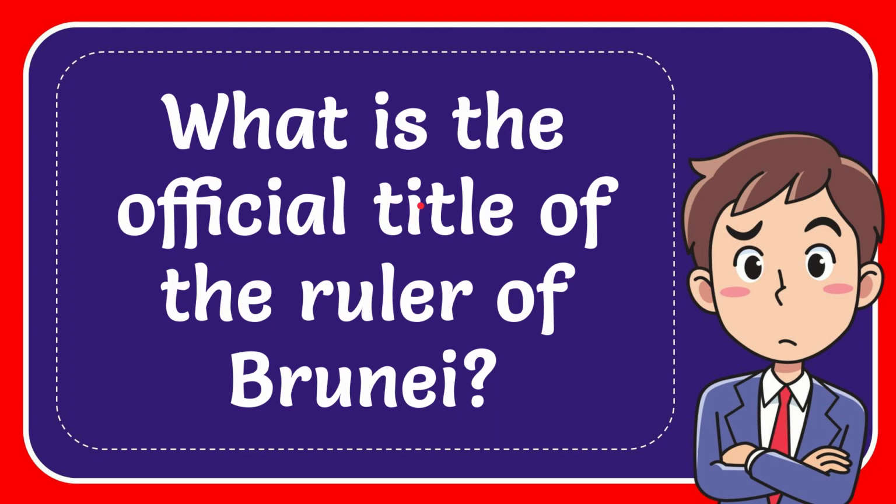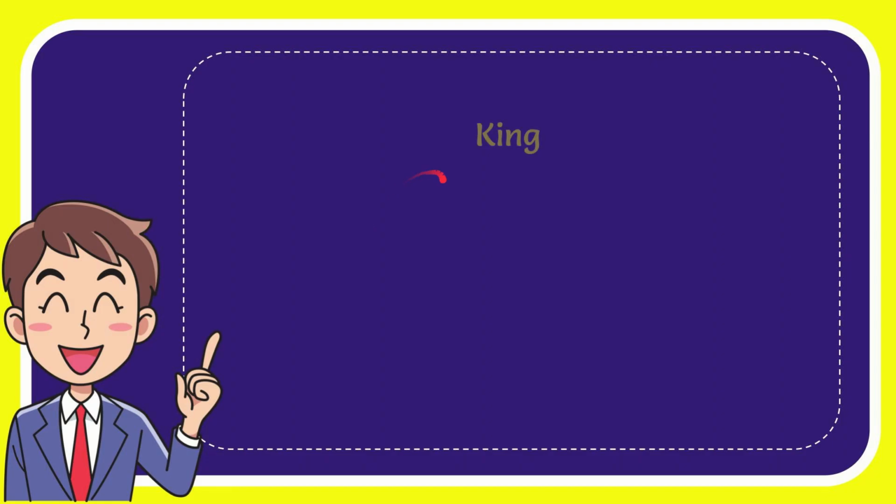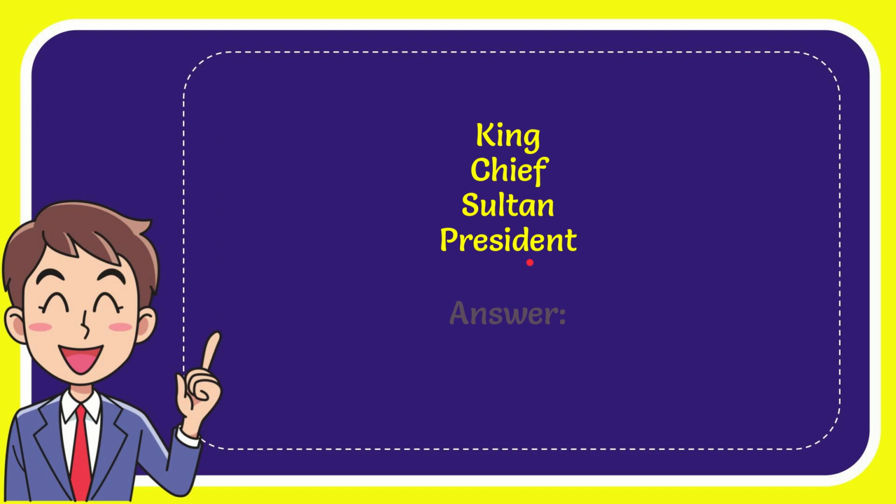In this video, I'm going to give you the answer for this question, and the question is, what is the official title of the ruler of Brunei? Well, now I give you a list of the options, and here is the list. The very first option is king, the second option is chief, the third option is sultan, and the very last option is president. And the correct answer for the question is sultan. Well, that is the answer for the question, sultan.